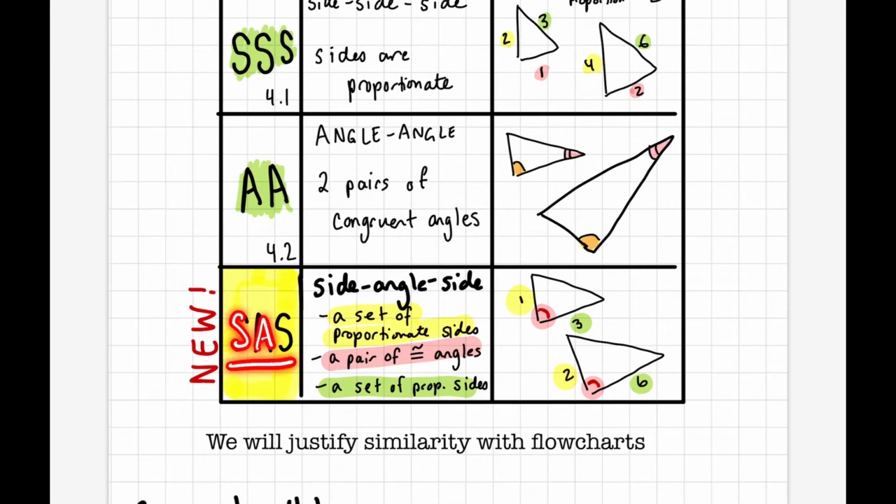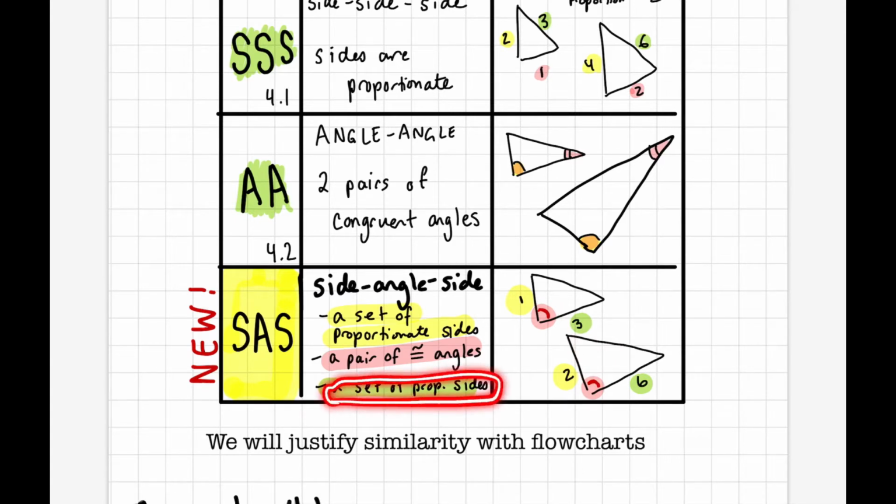The newest one is side, angle, side. To show side, angle, side, first you need to show a set of proportionate sides. Any set of proportionate sides. So here's one, it's twice as big. And then after it, in a row, you have to show a pair of congruent angles. These two angles are congruent.